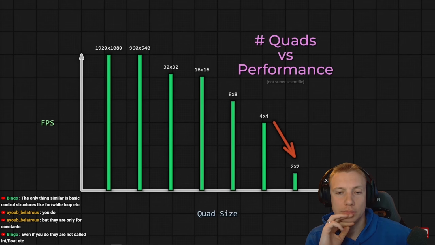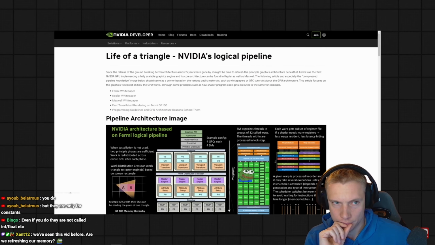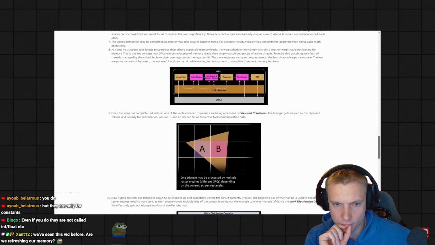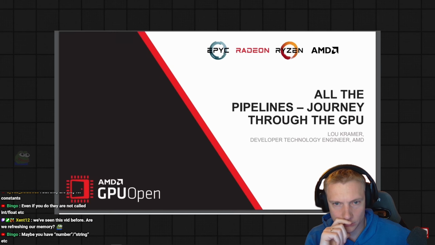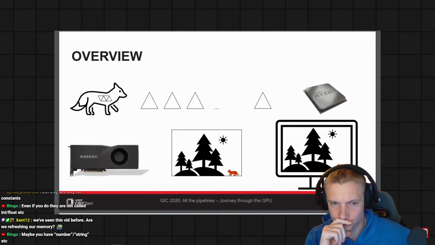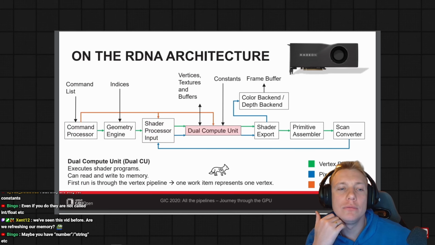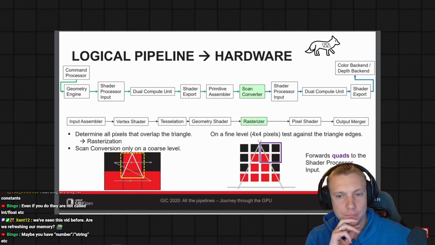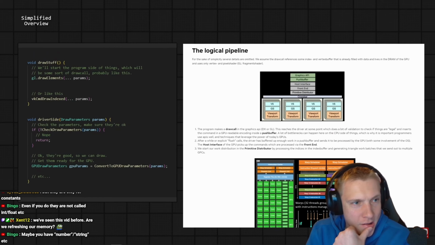Let's talk a bit about how GPUs work to get a better understanding of why this is failing so badly. There's this really great post by NVIDIA called Life of a Triangle, NVIDIA's Logical Pipeline, that kind of gives you a behind-the-scenes look at what happens between that API call and when things finally appear on the screen. AMD also has a really great talk entitled All the Pipelines, Journey Through the GPU, which has a nice overview of the different stages that basically happen between you attempting to draw something and pixels appearing on the screen. We'll loosely follow along with NVIDIA's, but I'll provide you with a link to the AMD one in the description.